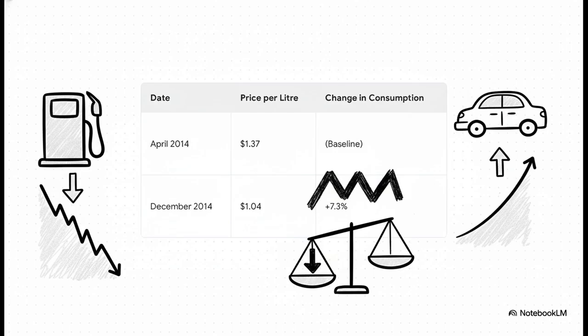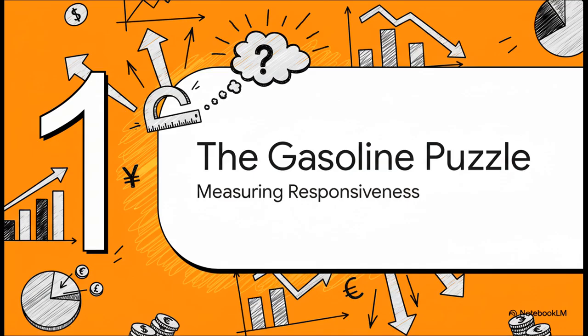So this brings up the big question. How do we actually measure that responsiveness in a consistent way? That right there is the heart of the gasoline puzzle. We've got to have a way to measure this kind of response that works for everything, whether we're talking about gas in Canada, coffee in Japan, or anything, anywhere.